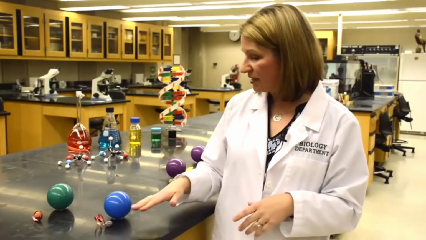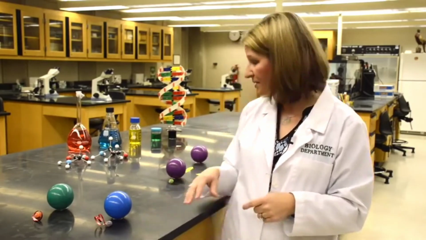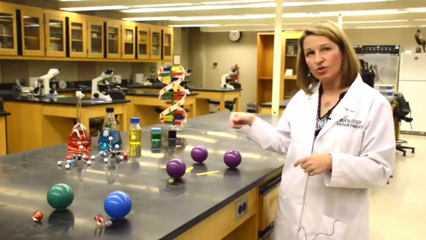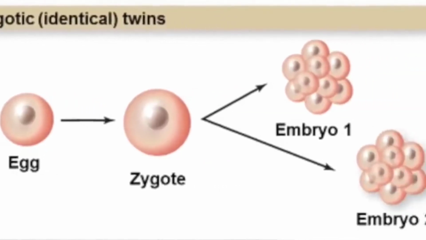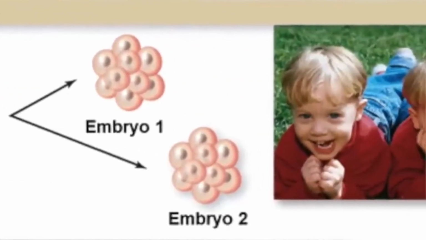So the mother has to ovulate those two eggs at the same time. So again, when we look at this, these are your dizygotic twins, so those are fraternal twins. These are your identical twins, and again, those are monozygotes.